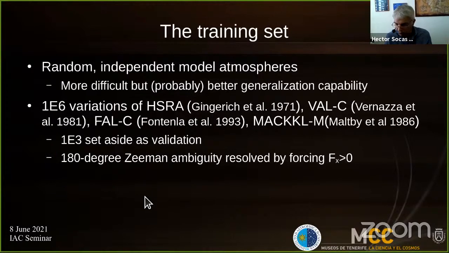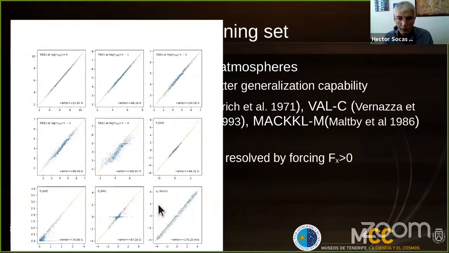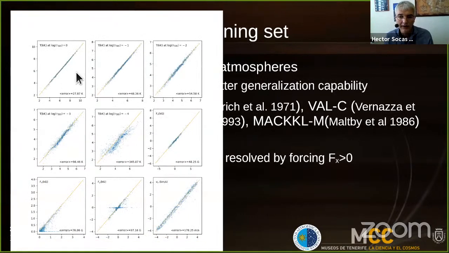I'm going to skip this part. And then when you do that, this is what you get in the validation set. These are 9 parameters that the neural network is asked to retrieve. So these are the temperatures at the base of the photosphere, and then -1, -2, -3, -4.